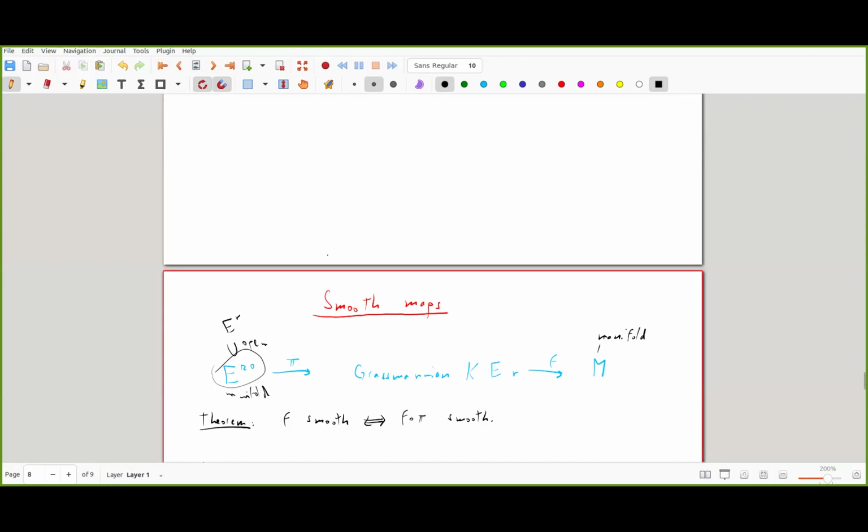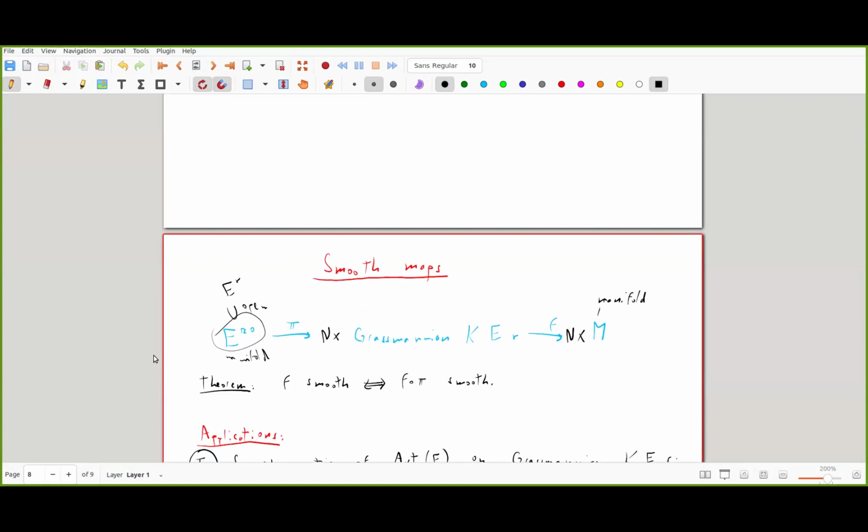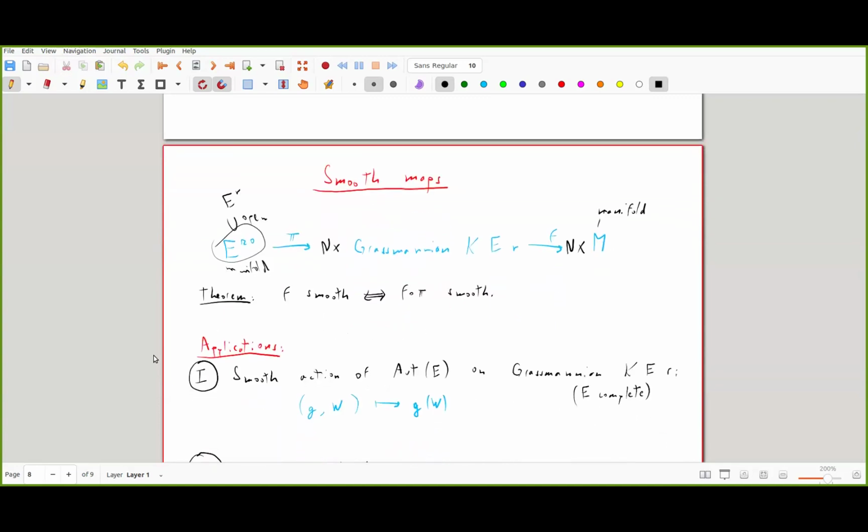And actually, I also wrote a product version, from something times the Grassmannian into something times M. And actually, if you look at the code, what is proved are local versions, so something around each point of the Grassmannian. Like you have a point of the Grassmannian, you have a lift, then this F is smooth around the point if and only if F composed with pi is smooth around the lift of the point. And this allows you to do things pretty easily.